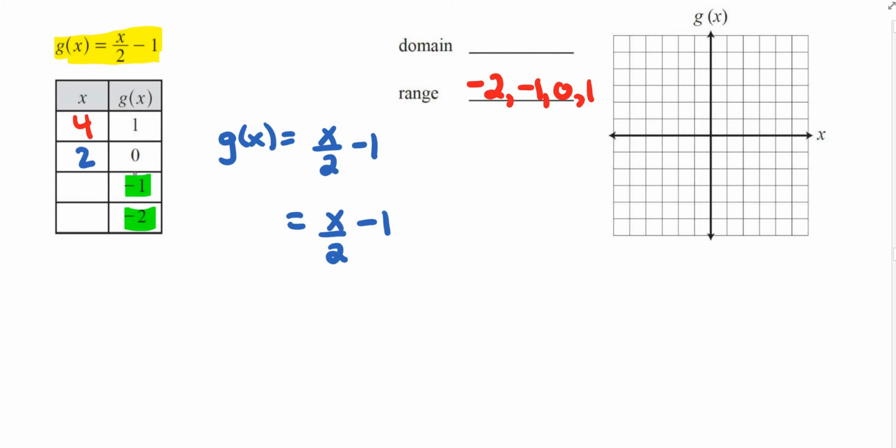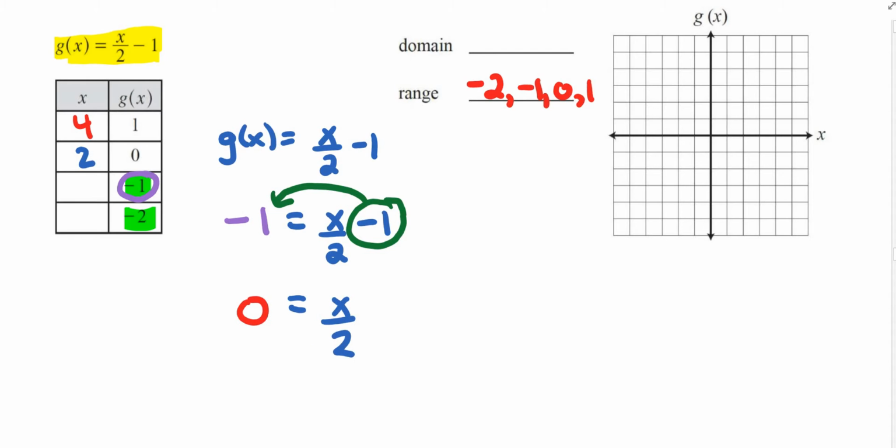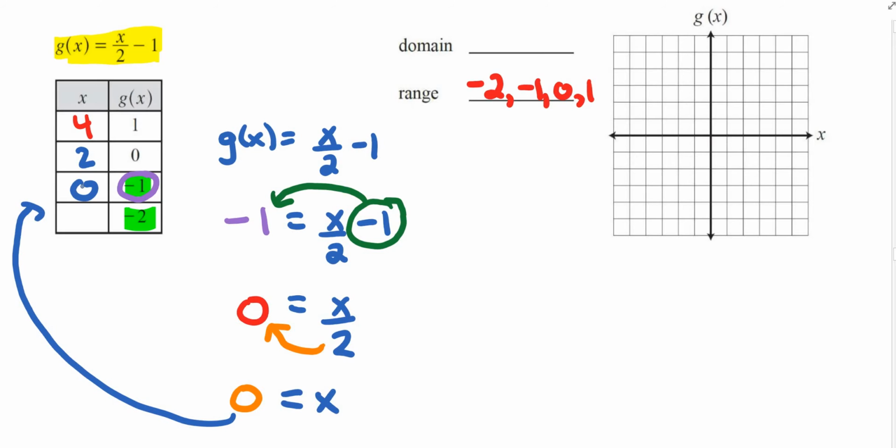Okay, so my next g of x value is going to be -1. So -1 would go right there. And then this -1, if I bring that over, is going to be -1 plus 1, right? So it's really -1 and then plus 1. And -1 plus 1 is going to be 0. So now I have 0 here, and this is going to be x over 2. And if I multiply 2 by 0, 0 times 2 is going to be 0, and that's going to be equal to my next x value. So there we go. There goes my 0 there.